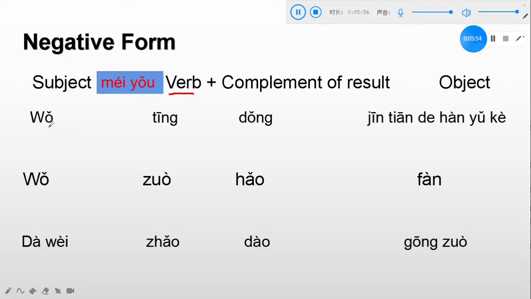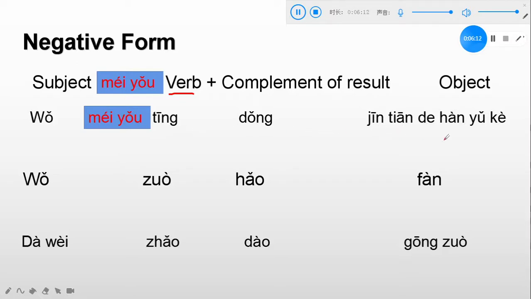好，第一个，我听懂今天的汉语课。That means I understand today's class. We change the sentence into a negative form. 我没有听懂今天的汉语课。That means I didn't understand today's Chinese class.